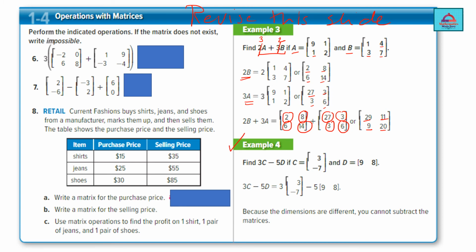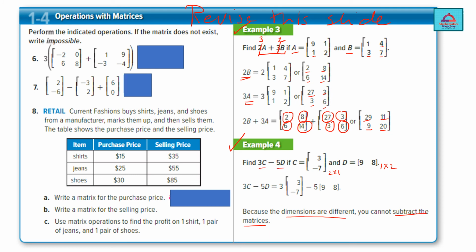Similarly, for example 4, now you are going to do scalar multiplication and subtraction. But here if you observe, the matrix C has 2 rows, 1 column, 2 cross 1. This is 1 row, 2 columns. They are of different dimensions. So because the dimensions are different, you cannot subtract the matrices, and there is no need to even do the scalar multiplication since they are of different orders.